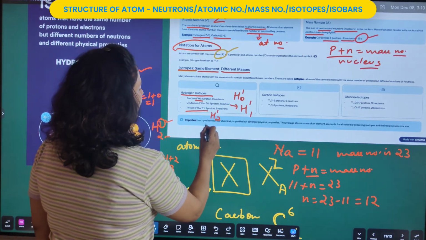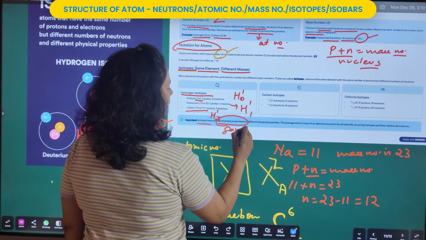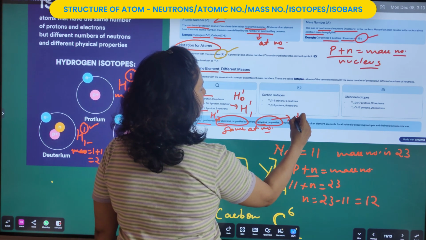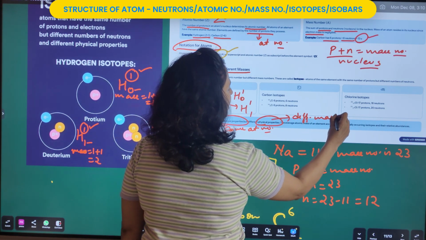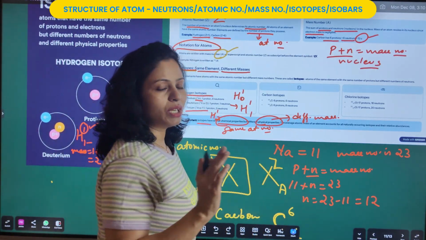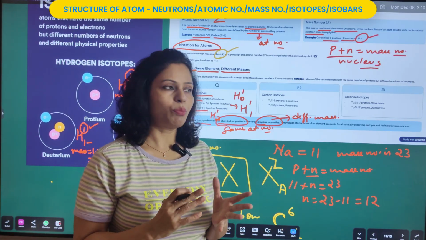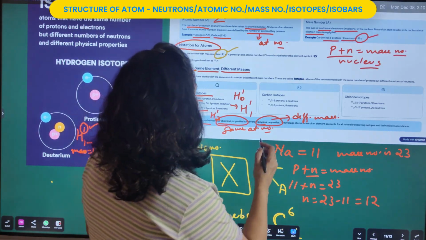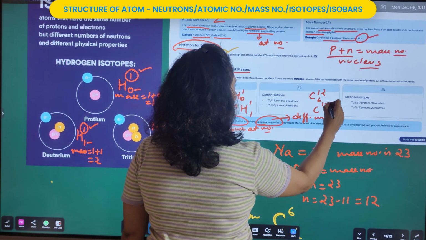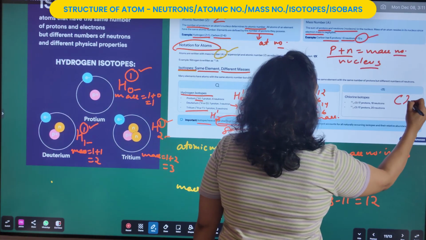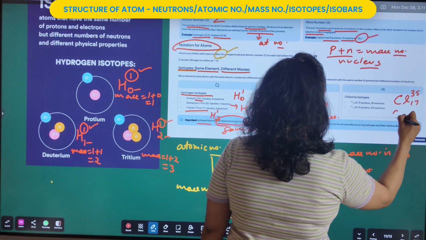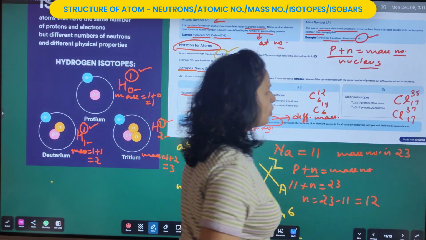Isotopes have similar chemical properties because they have the same atomic number, but they have different physical properties because they have different mass. When we want to find the average atomic mass of, suppose, chlorine, they give you an example of carbon also. Carbon isotopes are carbon 12 (atomic number 6) and carbon 14 (atomic number 6). And chlorine also has 35, 17 and 37, 17. So these are the two isotopes of chlorine.